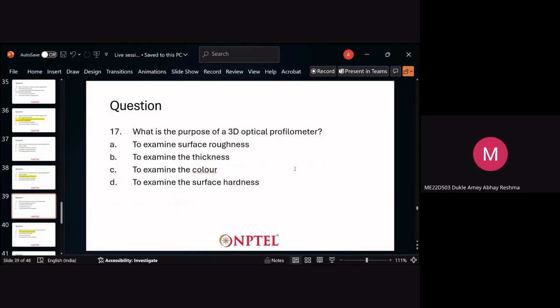Coming to question number 17, what is the purpose of a 3D optical profilometer? To examine the surface roughness, to examine the thickness, to examine the color, to examine the surface hardness. So the answer is examine the surface roughness.